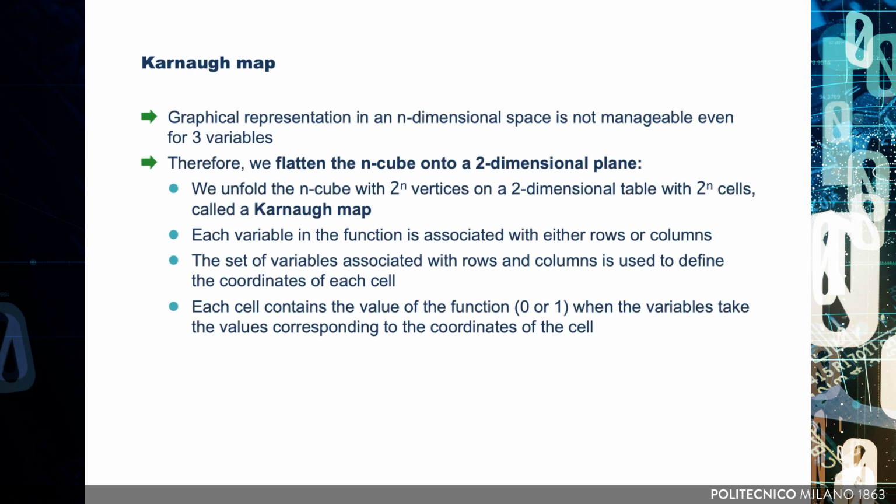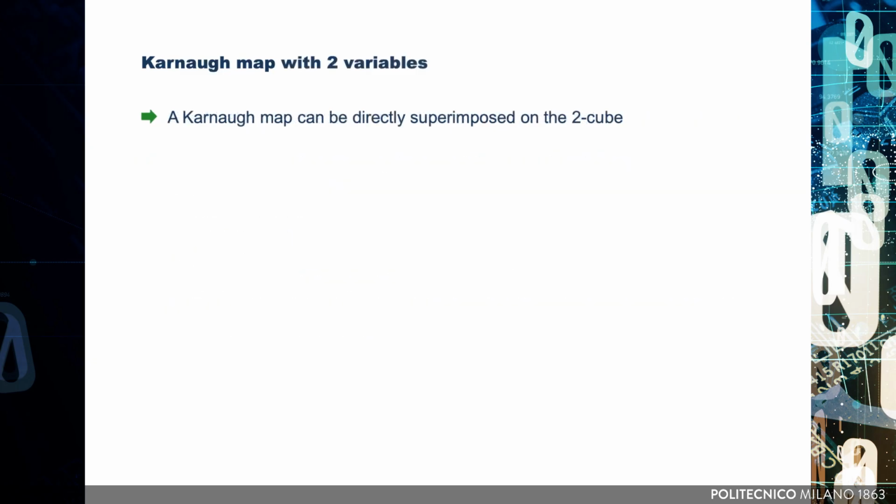Finally, each cell in the Karnaugh map contains the function's value, either 0 or 1, when the variables take the values corresponding to the cell's coordinates. Let's start building the Karnaugh map in the simplest case, that is, for functions with only 2 variables. In this case, the 2-dimensional grid can be directly superimposed onto the 2 cube.